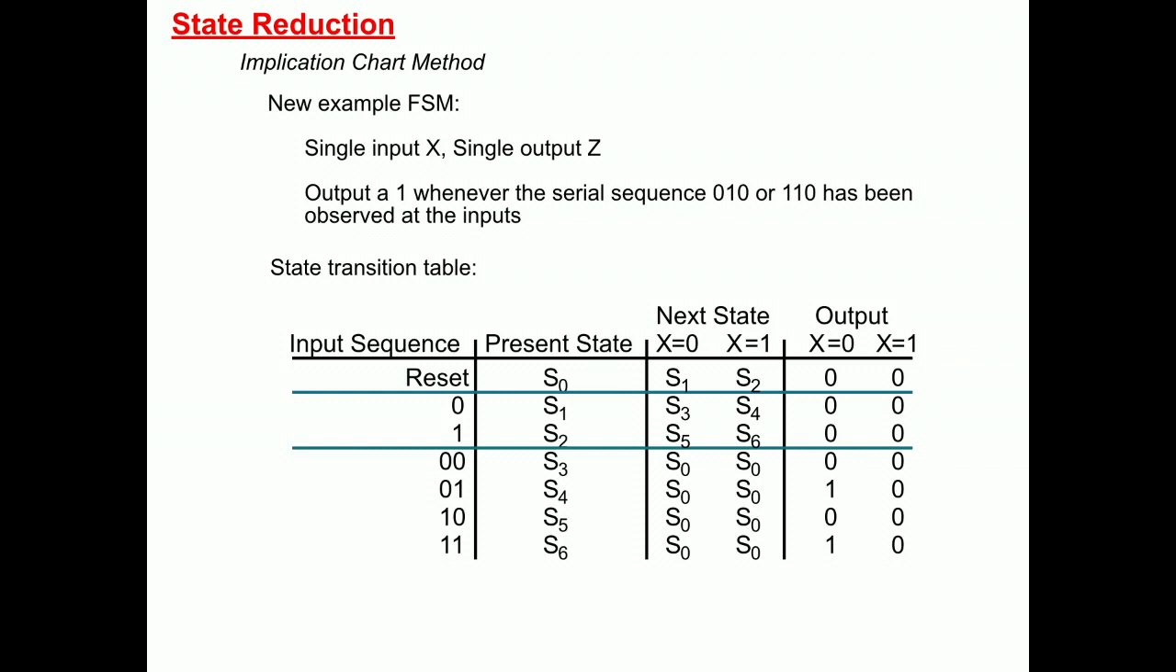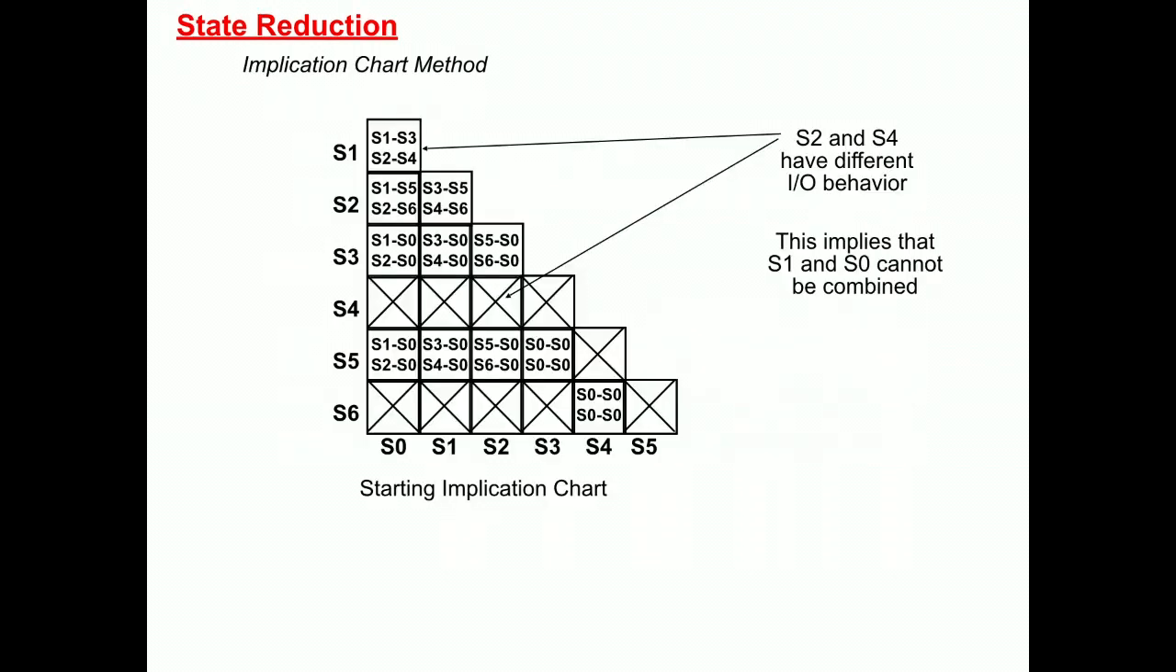And we put that in the table for that pair of states. That's what we put up here: S1-S3, S2-S4. We're saying that S1 has to be equivalent to S3, and S2 has to be equivalent to S4 for S0 to be equivalent to S1. So if we can prove that one of those pairs is not equivalent, then we can prove that S0 and S1 are not equivalent.